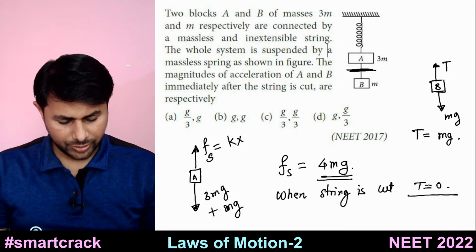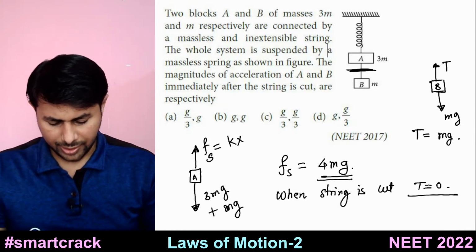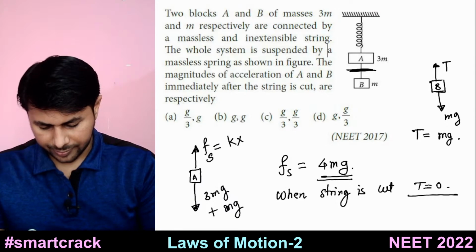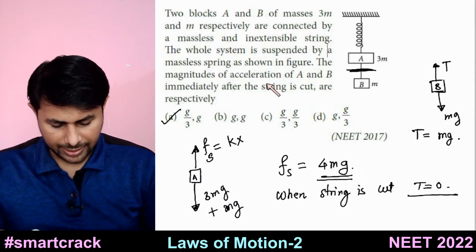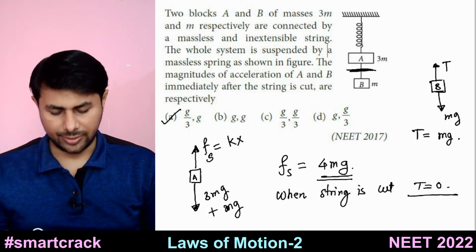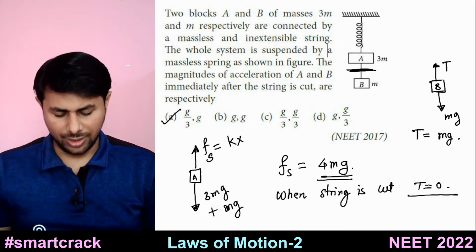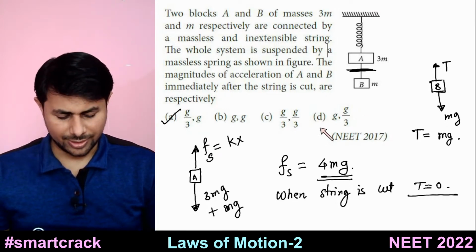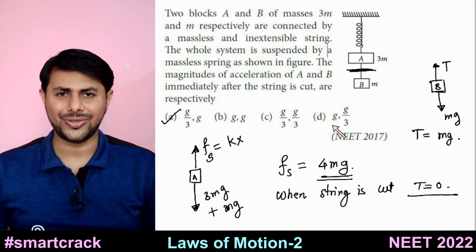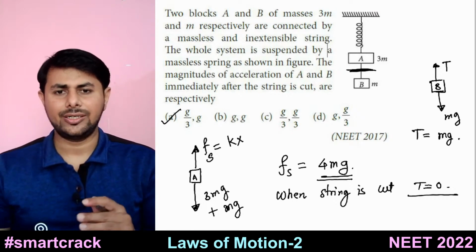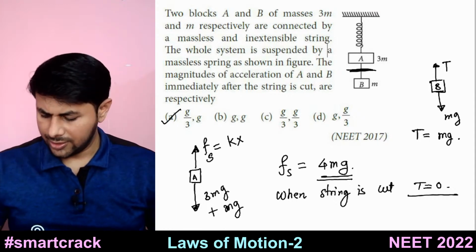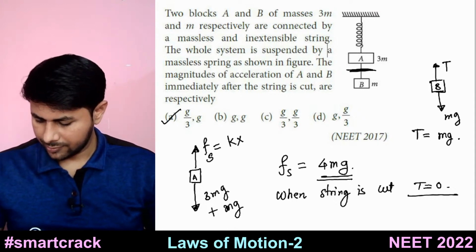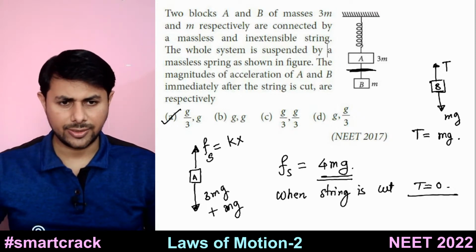So when the string is cut, the acceleration of B is g and the acceleration of A is g by 3. What should be the option? Since it is asked for the accelerations of A and B respectively, for A it is g by 3, and for B it is g. This option is not correct, as it is given in reverse order. So this one is correct, option A. Is it clear? Yes?